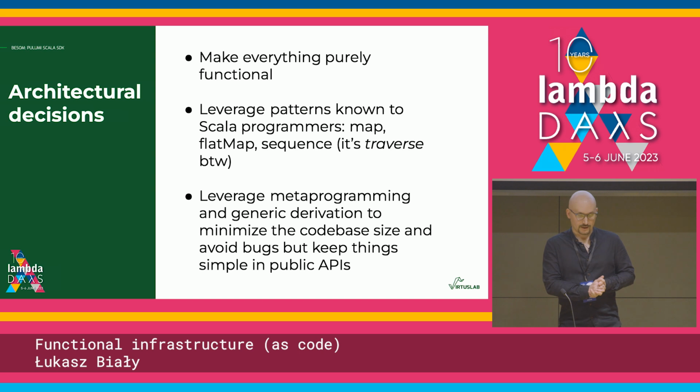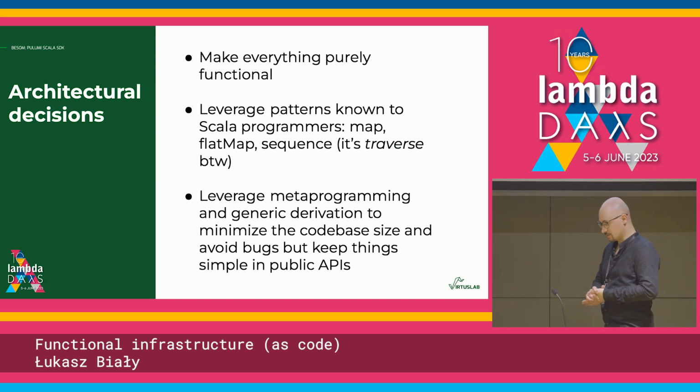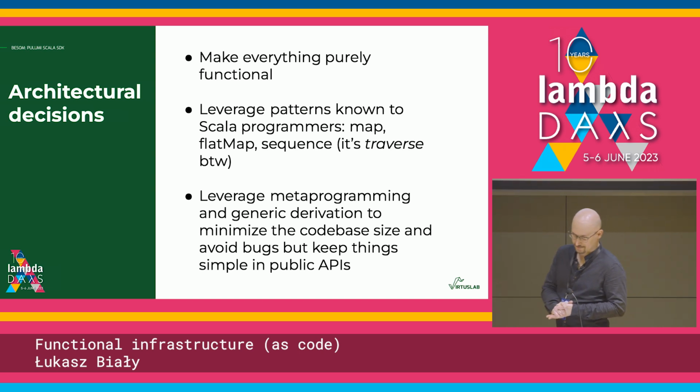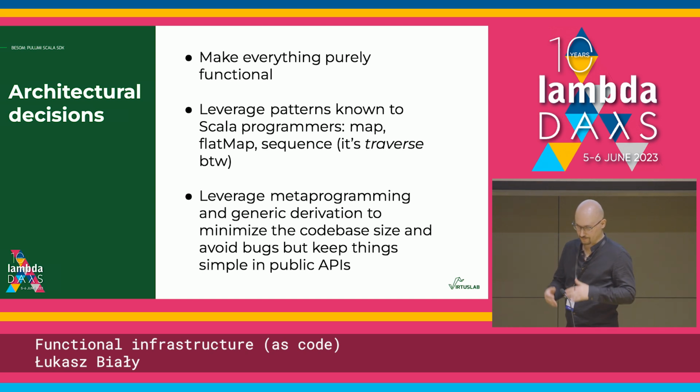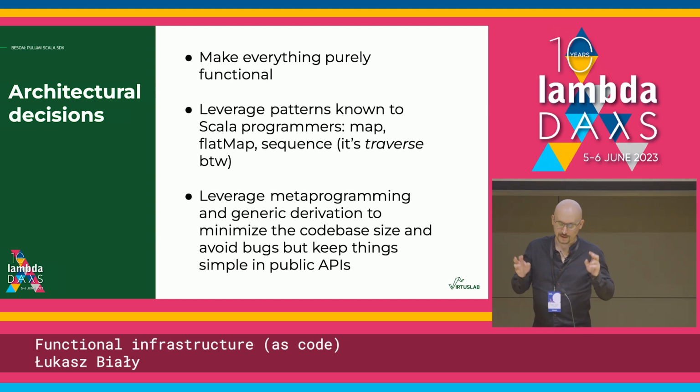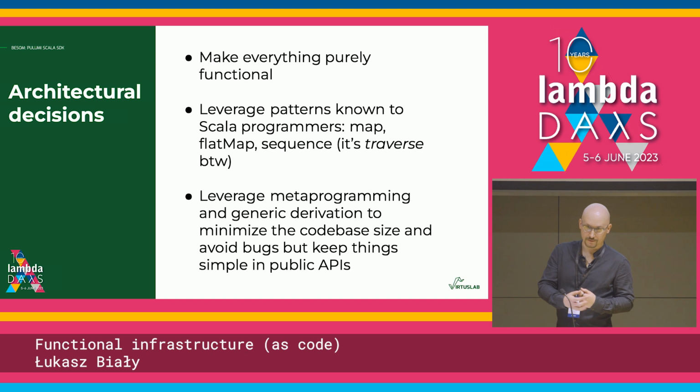That led us to some architectural decisions that we had to make. The first was that if we are going to support effects, if we are going to support Cats Effect and ZIO, we will probably also have to be purely functional from the start. The second thing was that we want to use the same idioms that all Scala programmers know. So we wanted to use map, we wanted to use flatMap, we wanted to use sequence, which is traverse. We wanted to make it almost indistinguishable from normal Scala programs. And we wanted to make it fit existing applications.